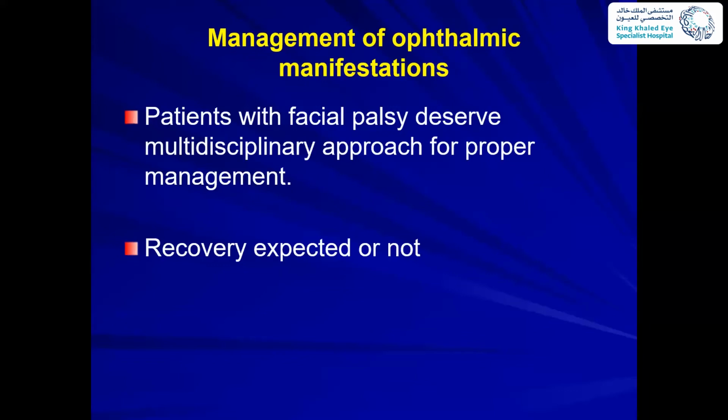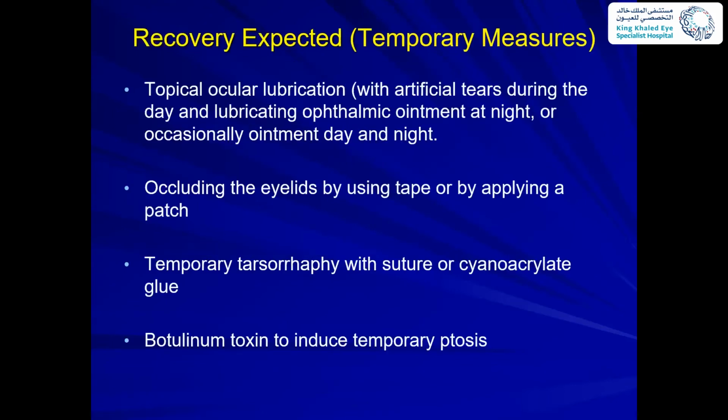For example, a patient who had facial nerve palsy after removing of parotid gland tumor, where the nerve was involved and was removed. And in this patient, improvement is not expected. So if there is expected improvement, we need to take the temporary measure to help patient passing the critical period where the eye is really affected because of the severe exposure keratopathy.